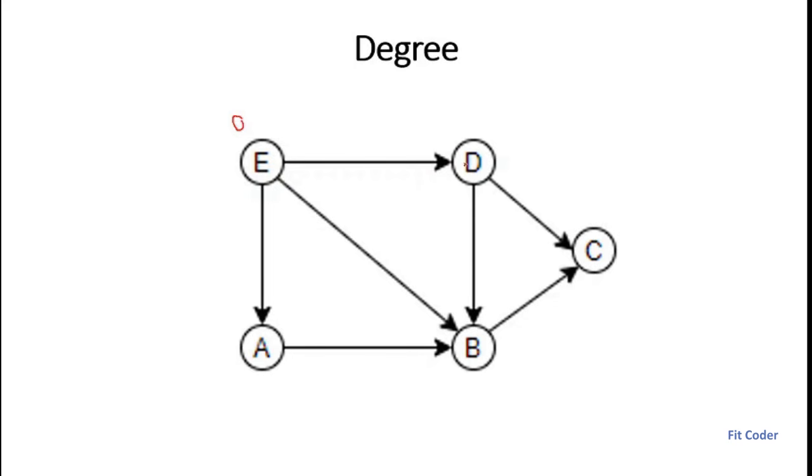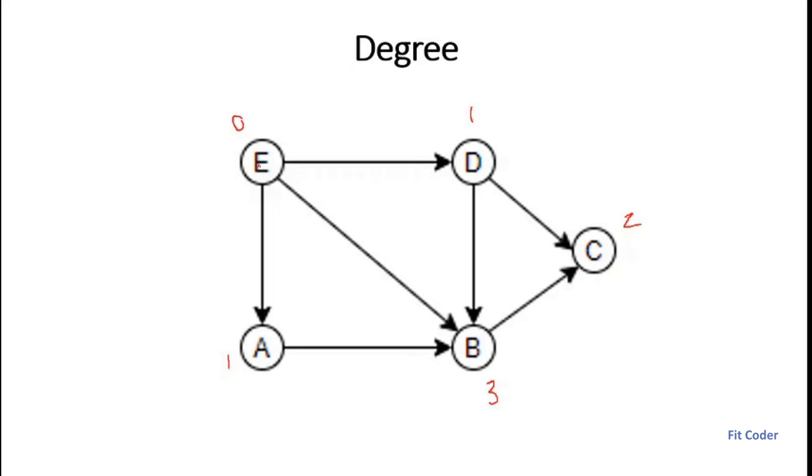For D, we have one edge that is incoming towards D, that is E to D. So it is 1. For C, we have 2. For B, we have 3. For A, we have 1. So this is the in degree.